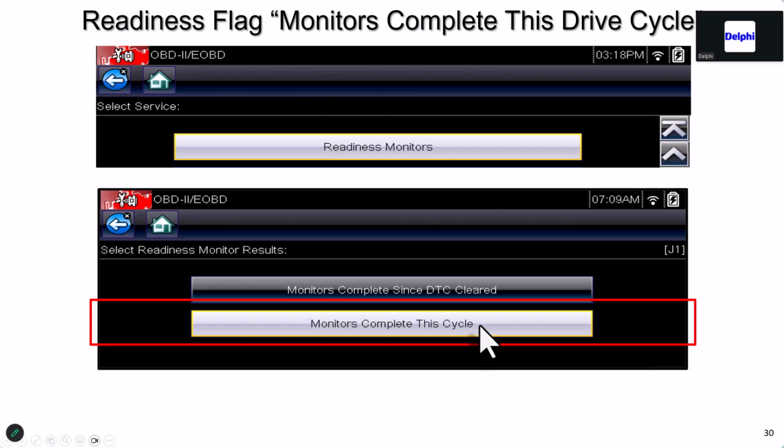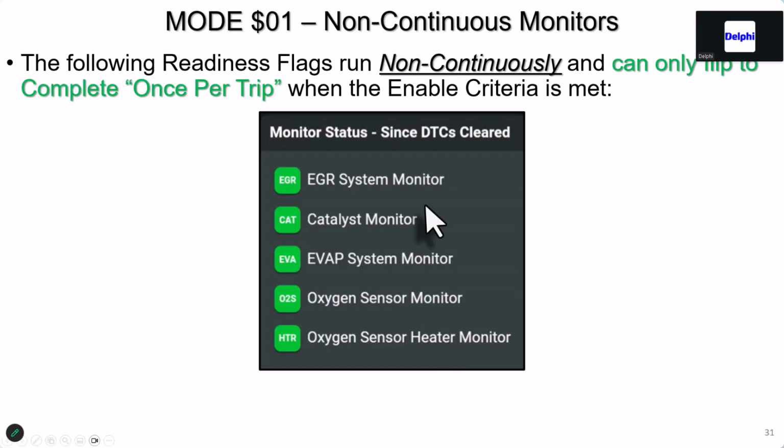And it will let you know every key cycle. This one will show them as not run. And when you drive them that key cycle, even if they're complete on the top one, they're going to be incomplete here until they run. It's called PID 41. I'll show this to you. It's for these monitor tests right here.